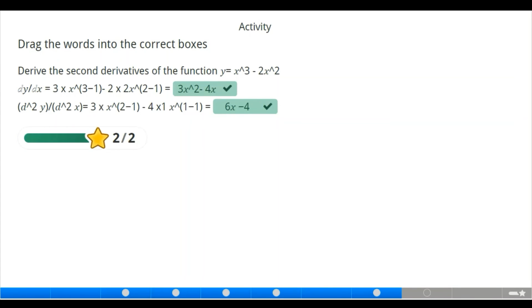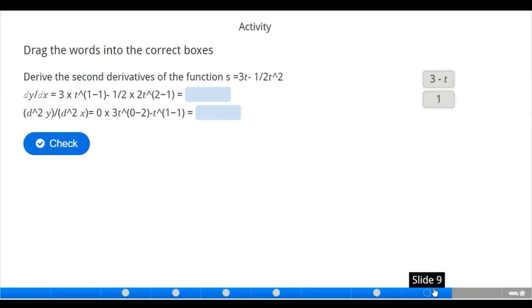Let's check. Now let's look at the example we have here. It's a work activity, so let's try to differentiate this. Instead of x here, we now have x with respect to t. Beforehand we have actually been differentiating y with respect to x.